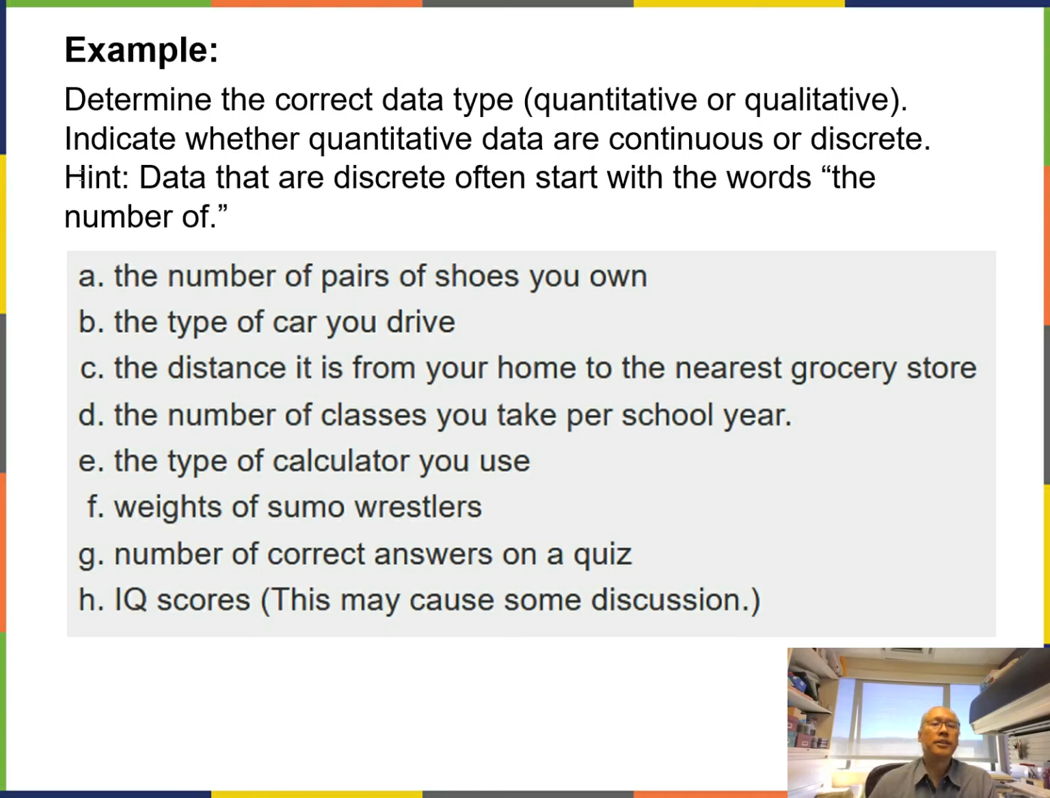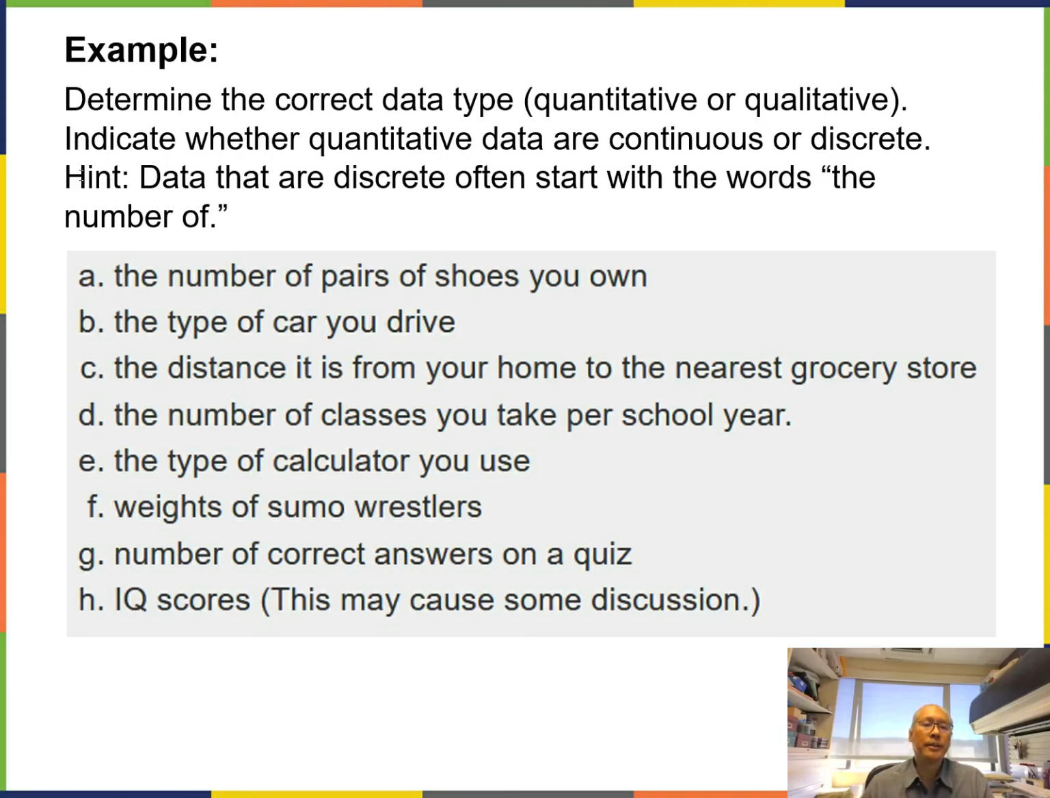So here's another set of examples. Let's determine the correct type of data, quantitative or qualitative. And if it is quantitative, let's identify whether it is continuous or discrete. They give you a hint here when you're looking at these types of problems. When they say the number of, that usually means you're counting something, so that refers to discrete data. So the first one, the number of pairs of shoes that you own, well, clearly the number of, that's our hint. We can own 5 pairs of shoes, so that will give you a whole number.